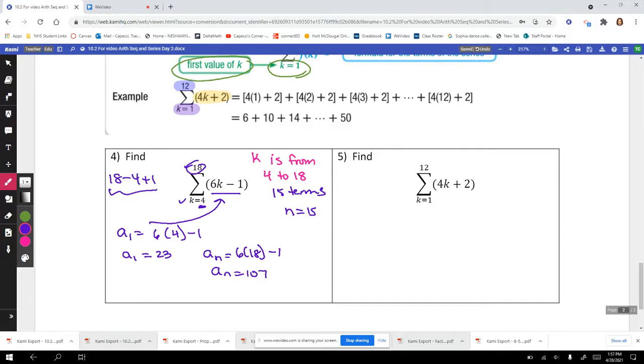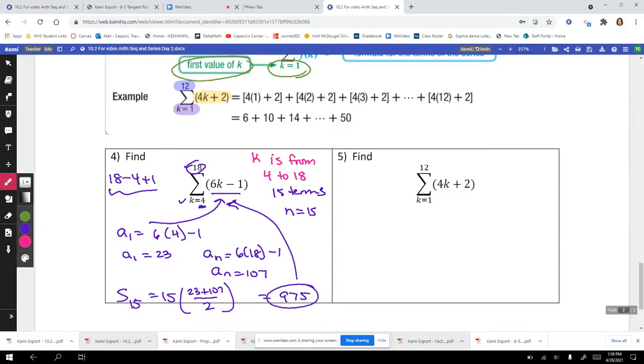Okay, so now I can go back and work on my summation formula. So s sub 15 is equal to, there's 15 terms. I'm going to add the first and the last and divide it by 2. So my answer is 975, which is really what sigma is. Sigma is an addition.